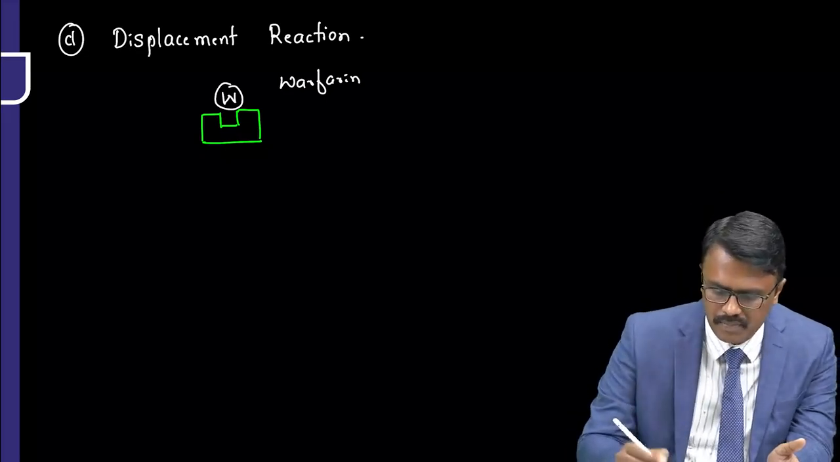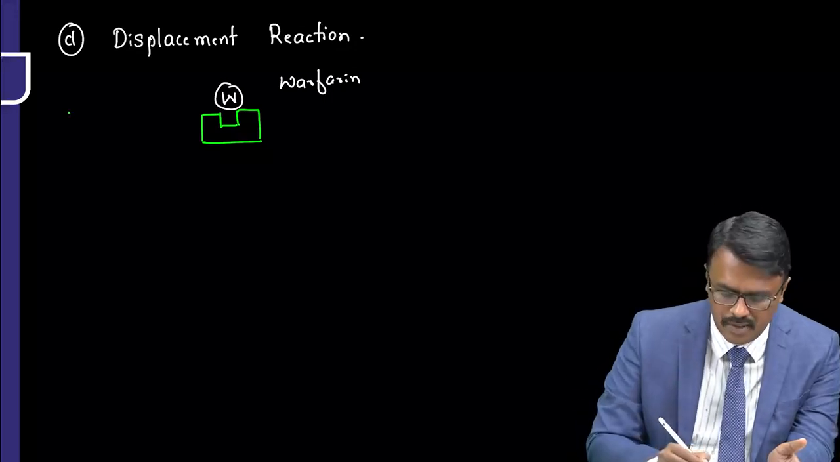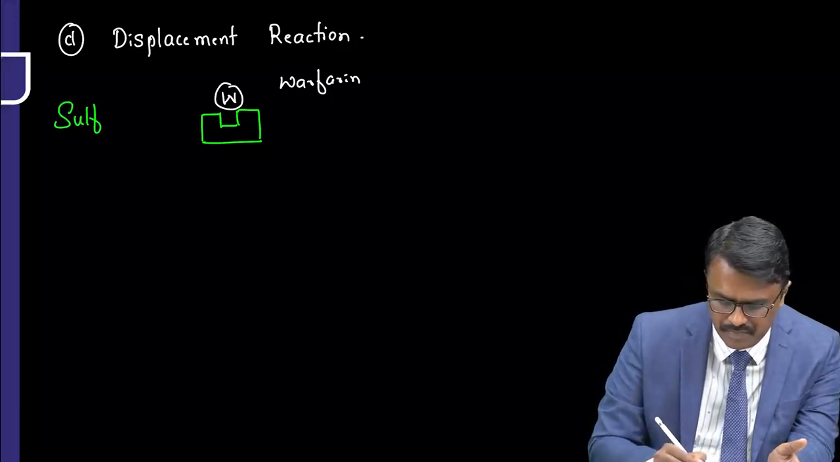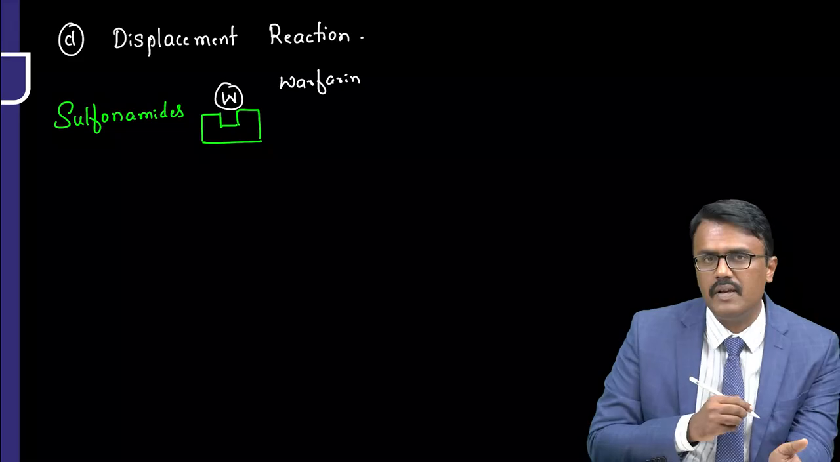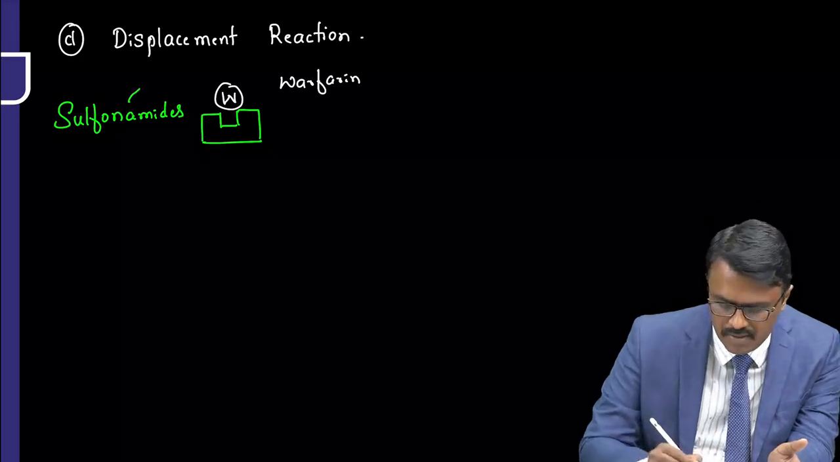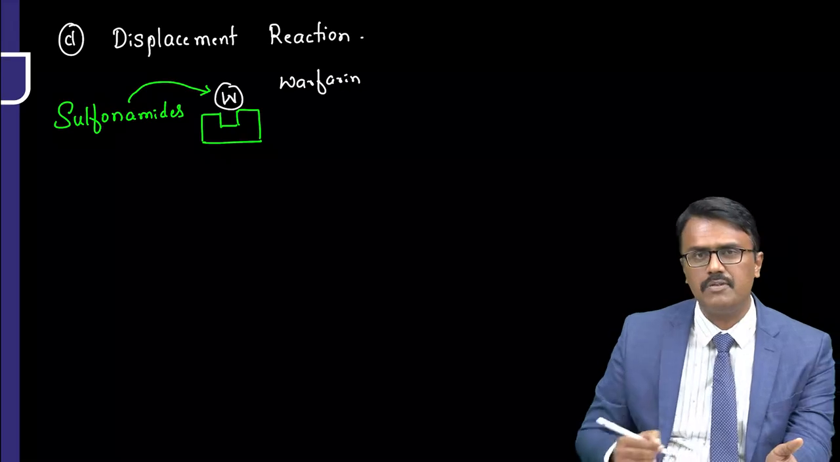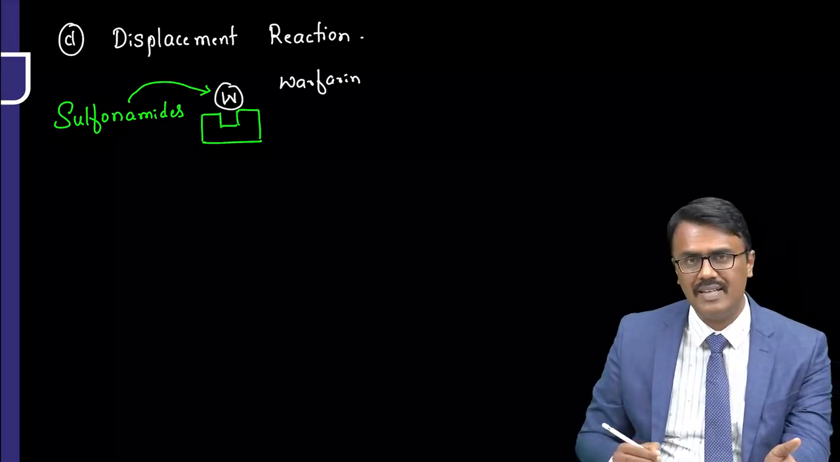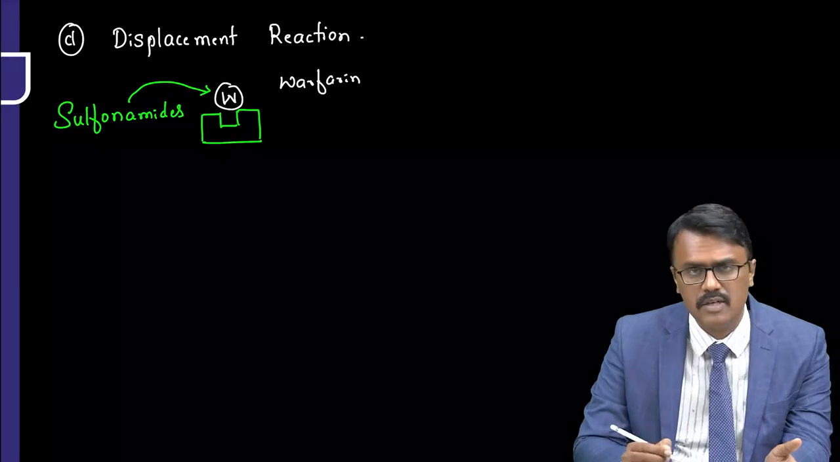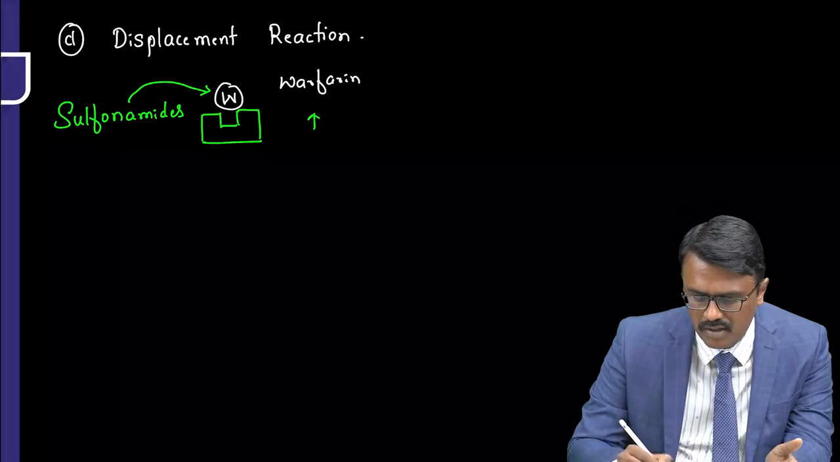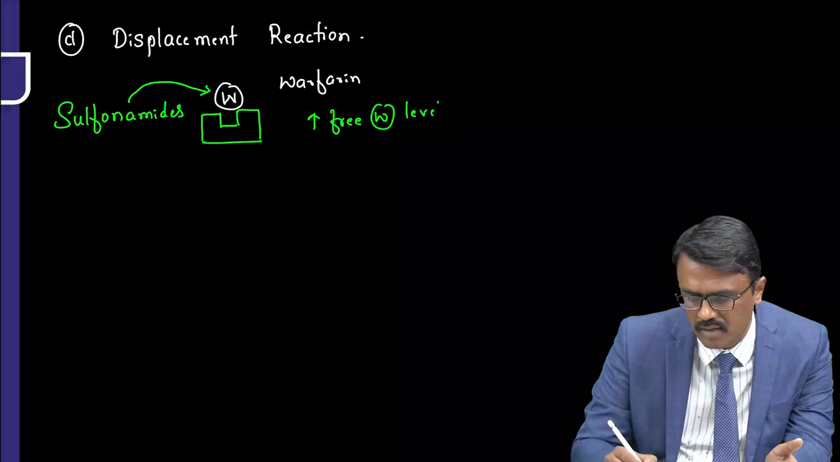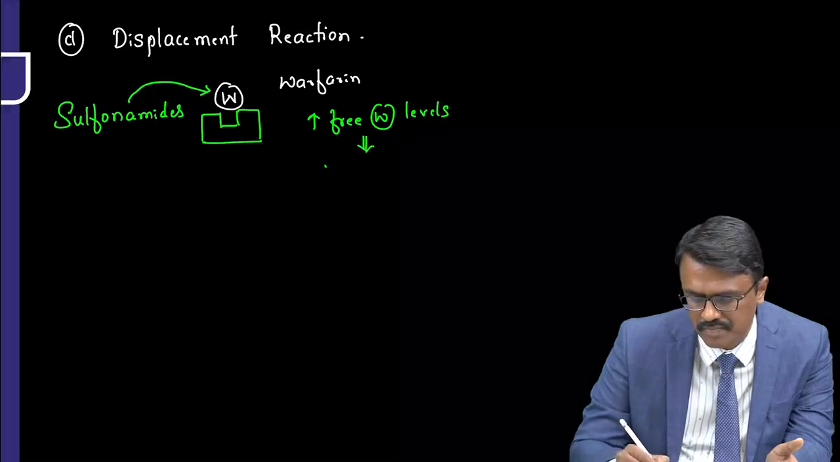And if I give the patient who is on warfarin a drug by the name sulfonamide. Sulfonamides are antimicrobial drugs. They kill the microbes. If I give them, what happens? Sulfonamides will kick the warfarin out. Because they are stronger, they can kick it out and they sit on that. So what happens? The free warfarin level increases and that will lead to toxicity.